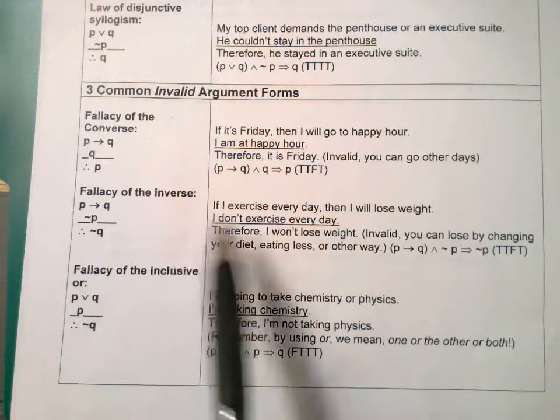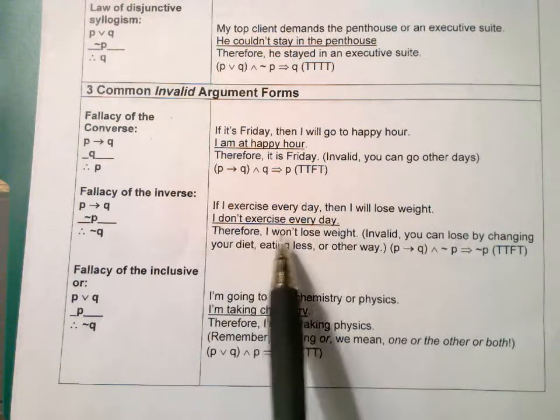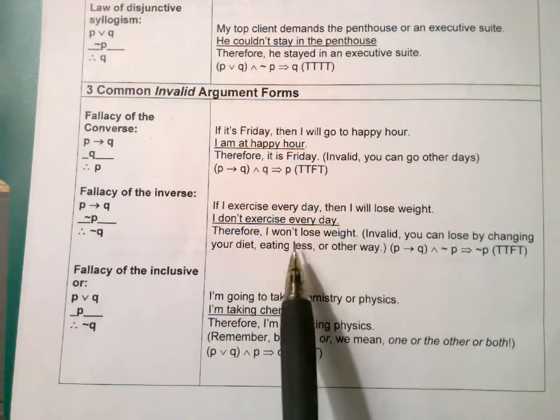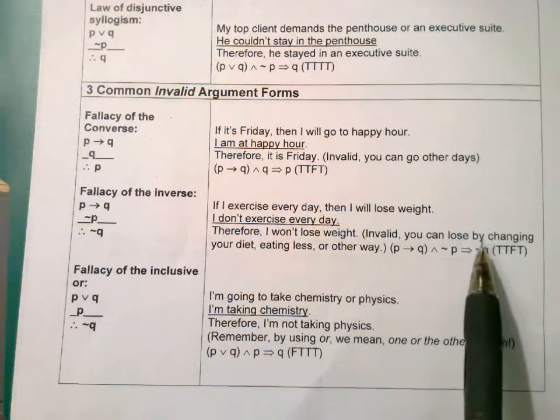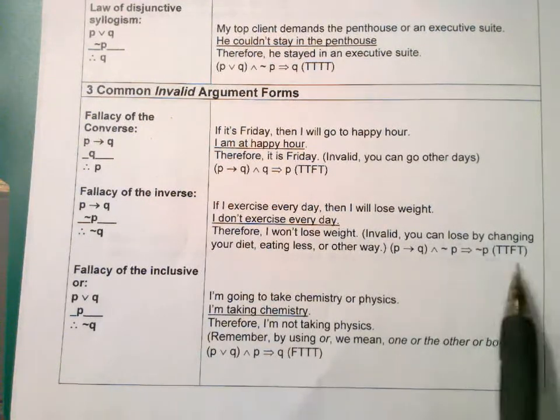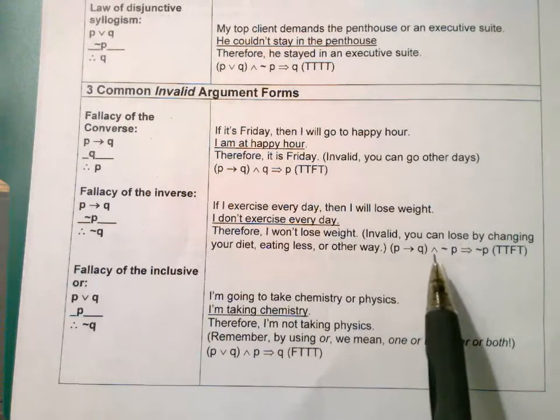Fallacy of the inverse. If I exercise every day, then I will lose weight. I didn't exercise every day, therefore I won't lose weight. That actually doesn't work. If you do this truth table, you get a false in there as well. These are logically equivalent, as in they're invalid. Okay.